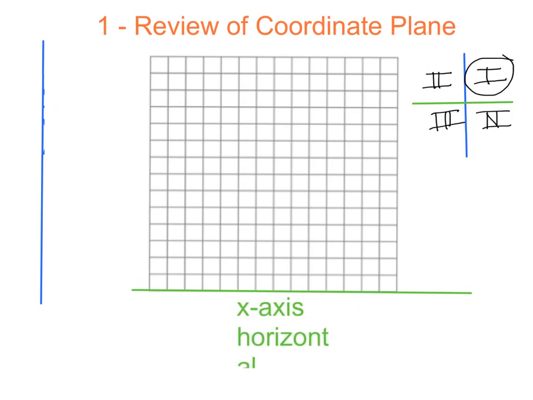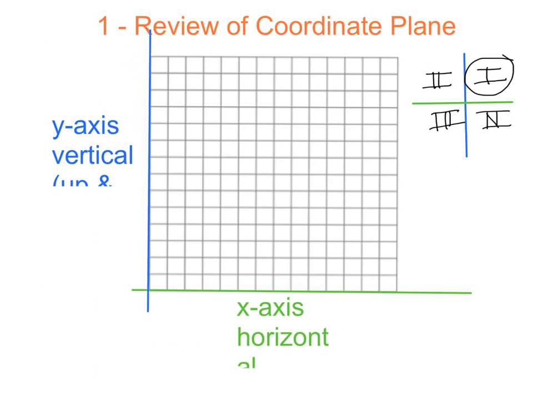We also call it our horizontal axis, which means that this axis goes from the left to the right or from side to side. Our other part of the coordinate plane is the y-axis, and that happens to be this line that goes up and down.